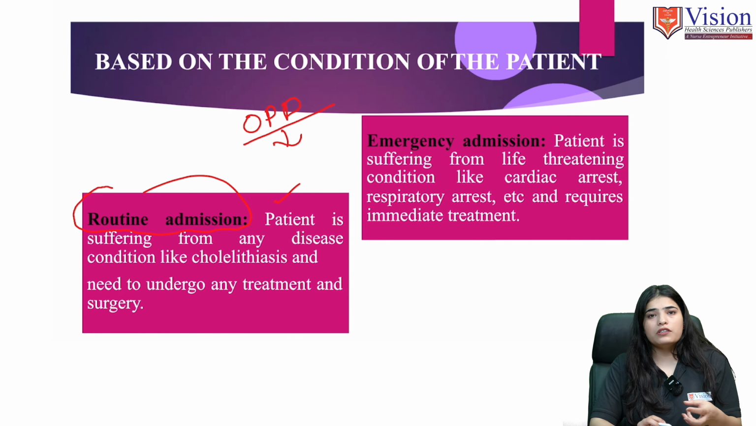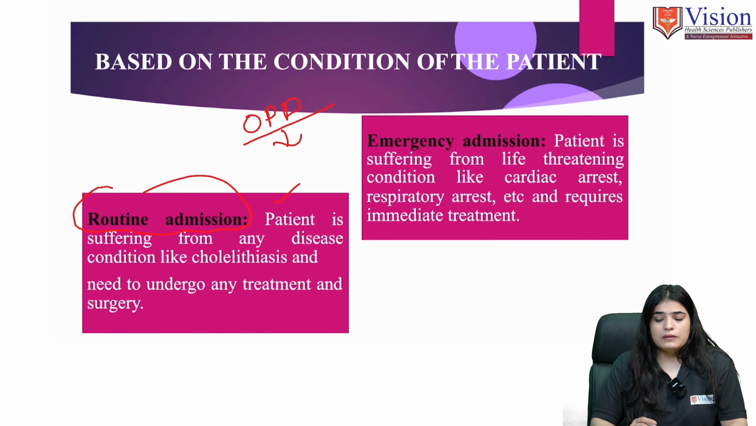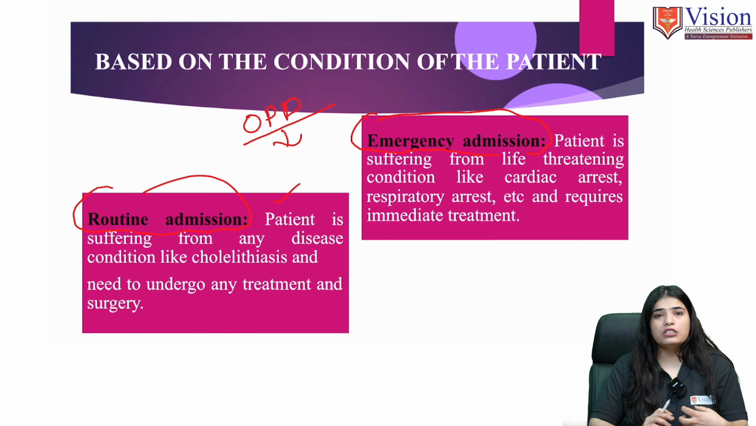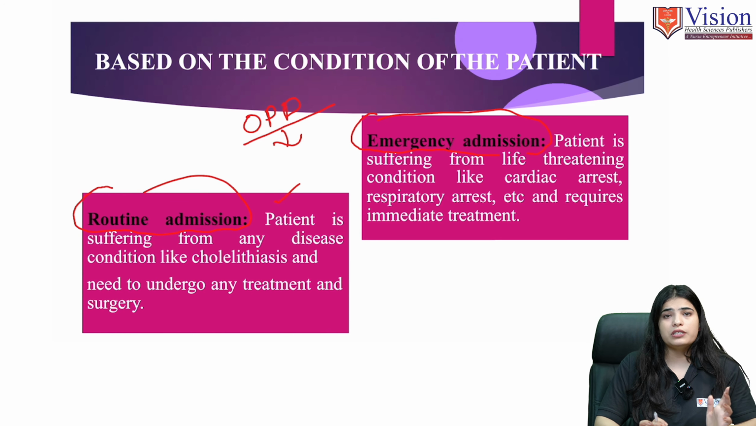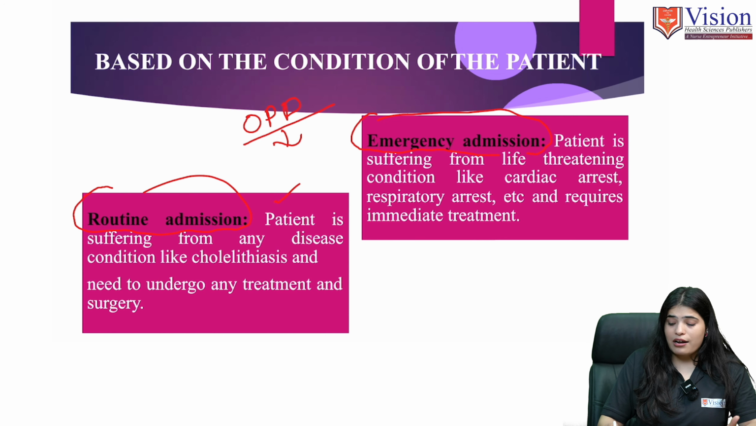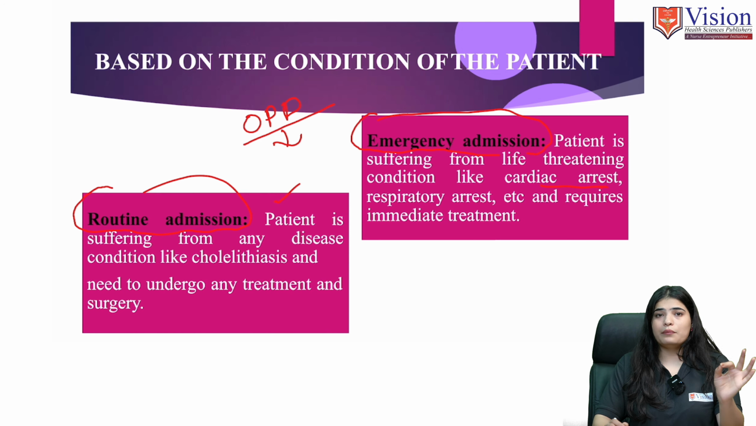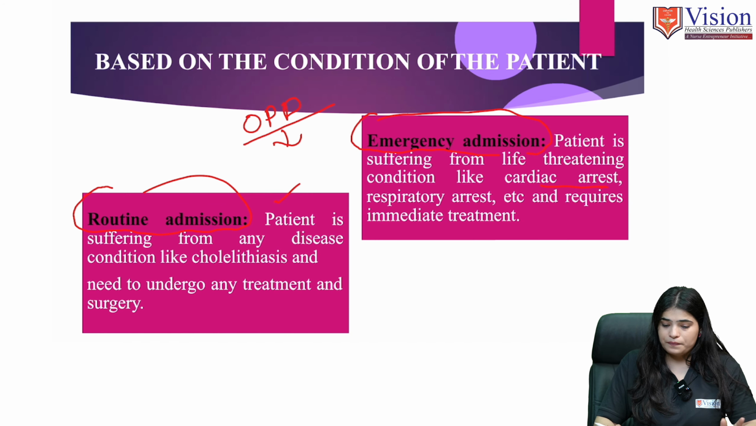The patient was coming with mild to moderate symptoms. But another type of admission here is emergency admissions. Emergency admissions are when the patient is dealing with some life threatening disease conditions and requires immediate treatment. Examples of this are cardiac arrest, respiratory arrest, accidents, shock, traumas. These might be the emergency admissions, where the patient requires immediate treatment. So these were the classifications of hospital admissions.